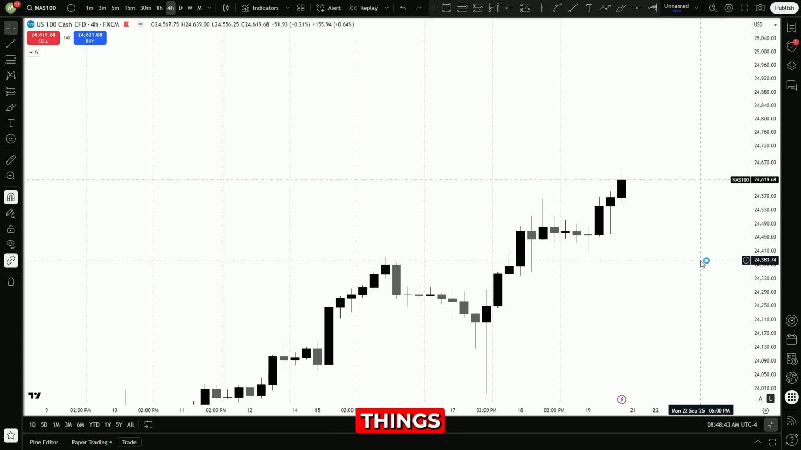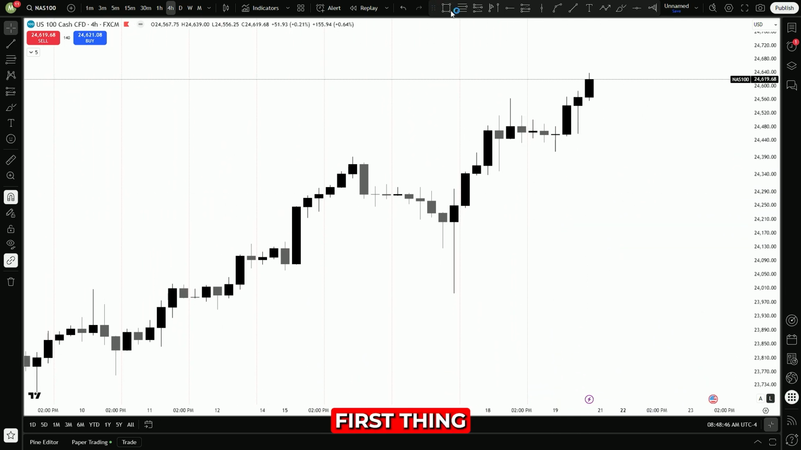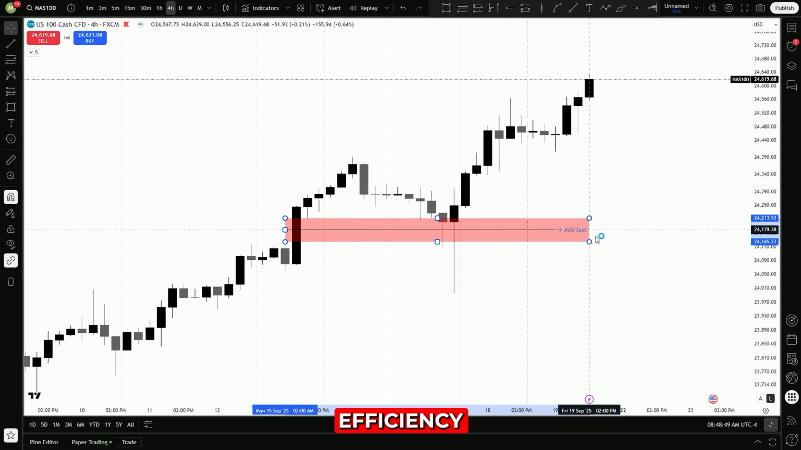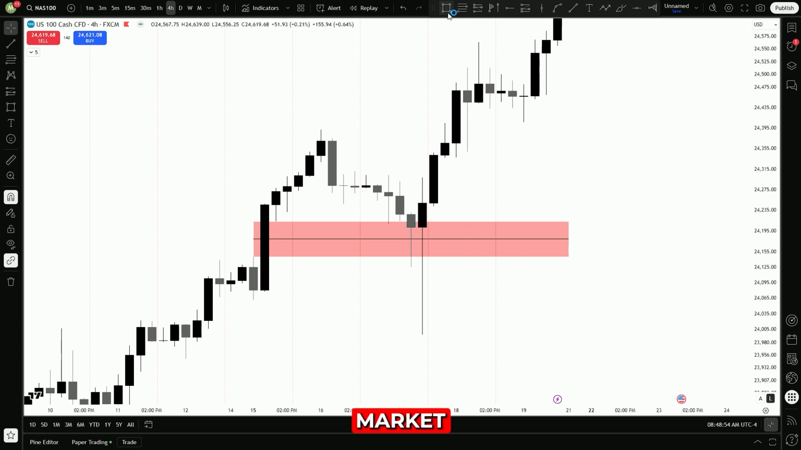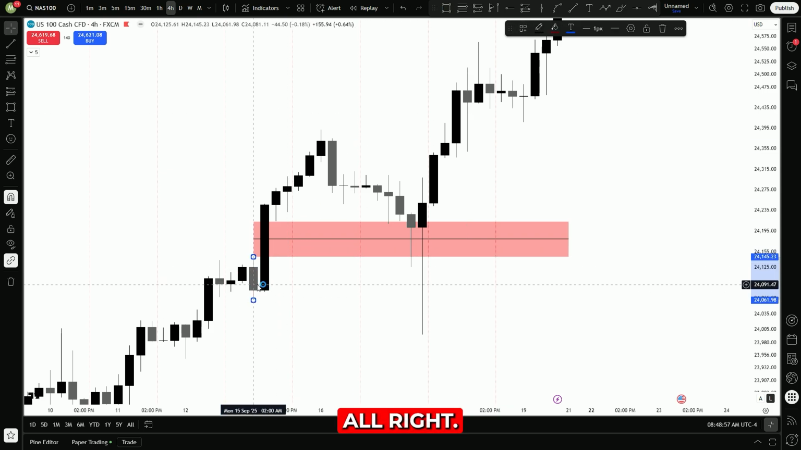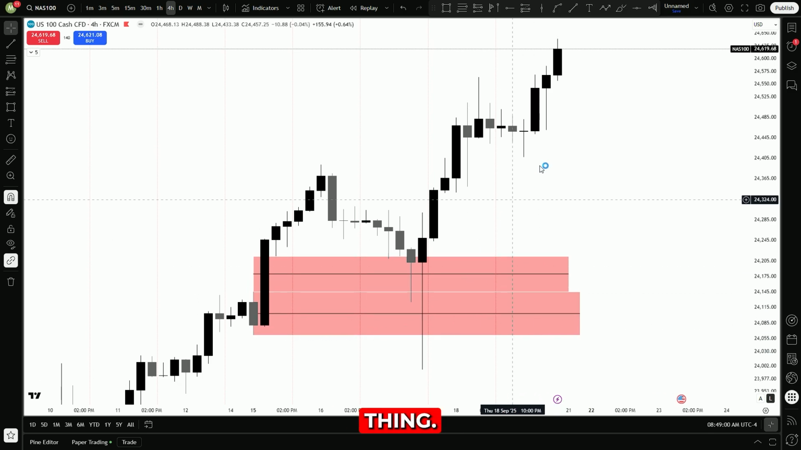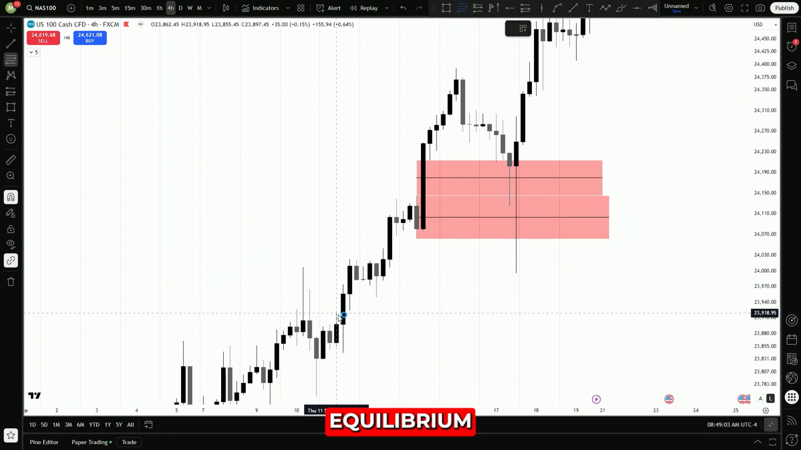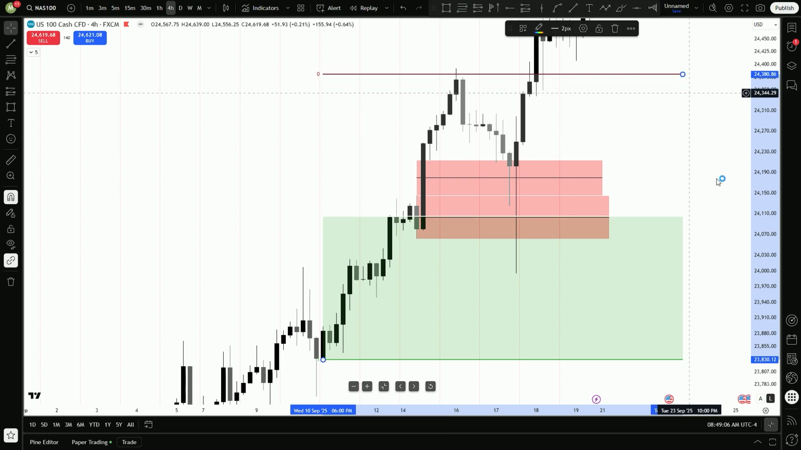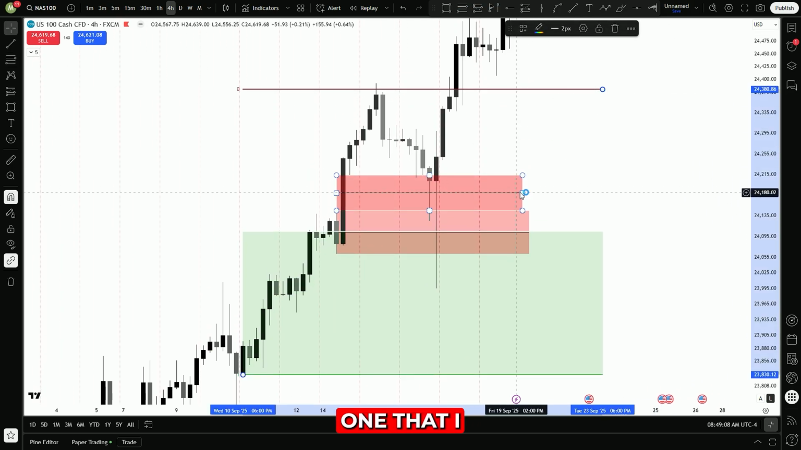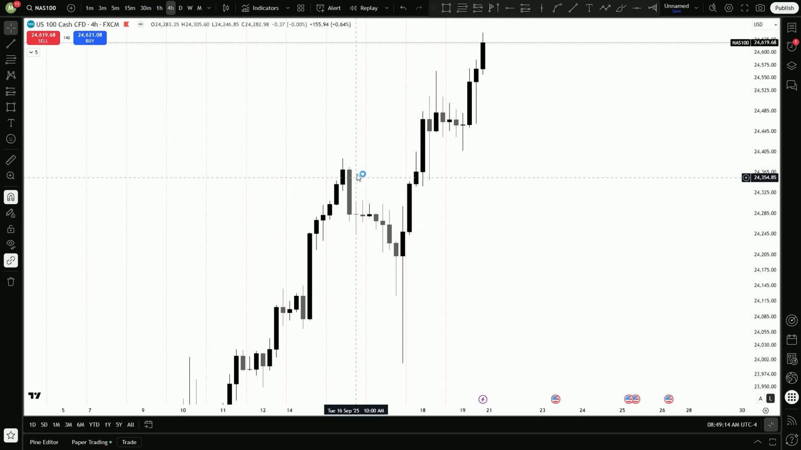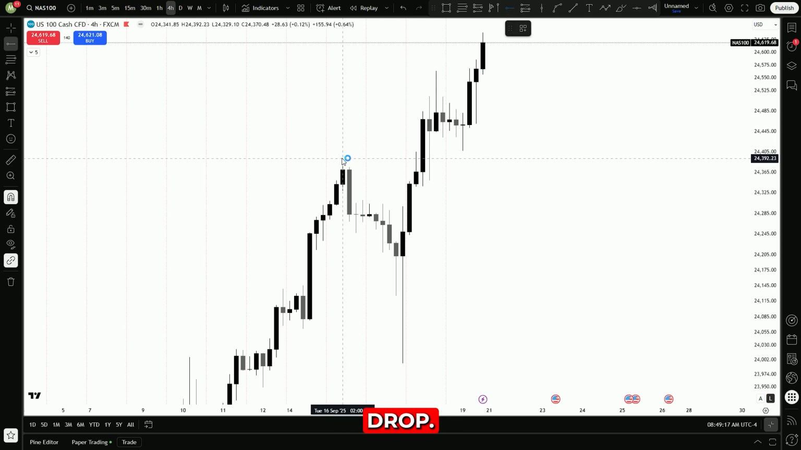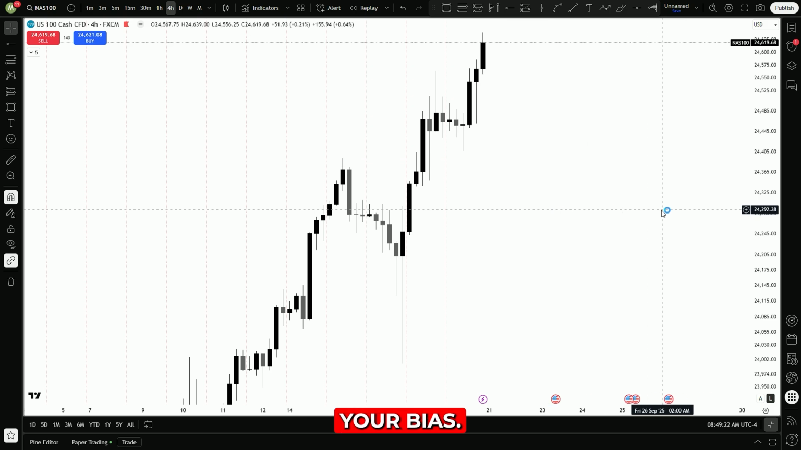There are four things in the market. What markets do: the first thing, market always fills an inefficiency. Second most important thing, market sweeps liquidities. Third most important thing, market is going to move toward the equilibrium of the last previous range. So, three most important points that I use. And market is going to create a new draw, or target the nearest draw. That is the main thing, guys. That's how you can identify your bias.